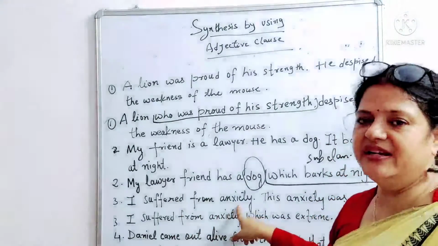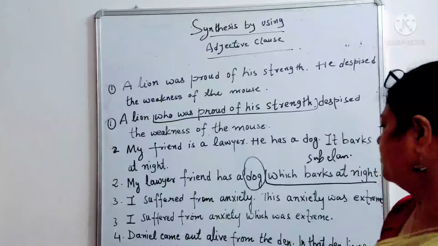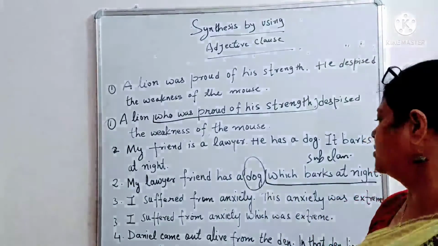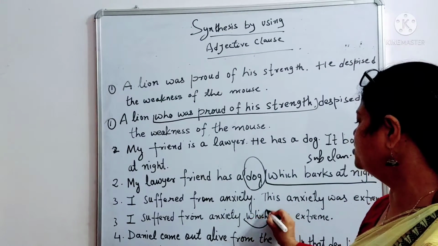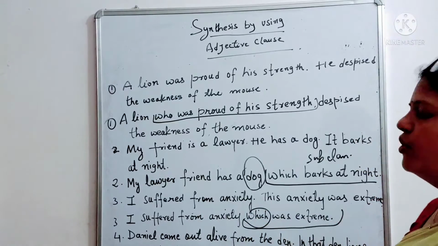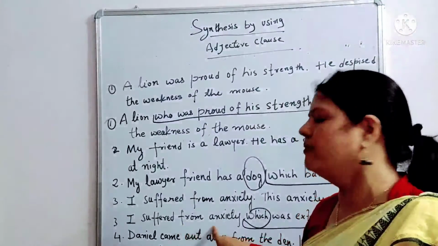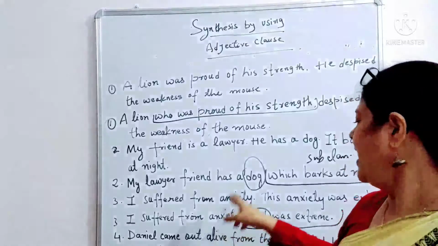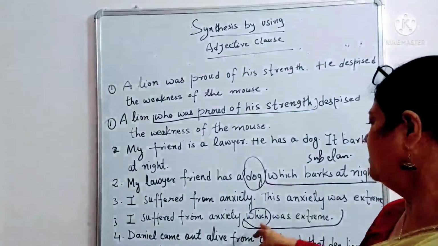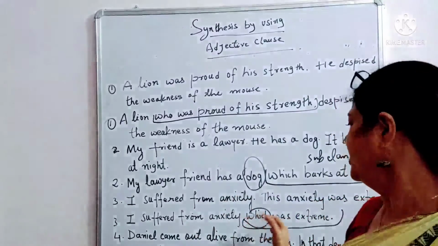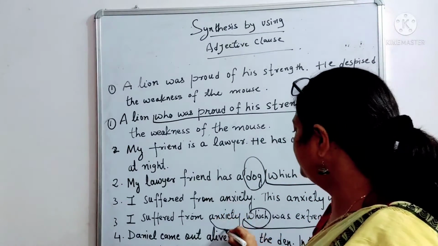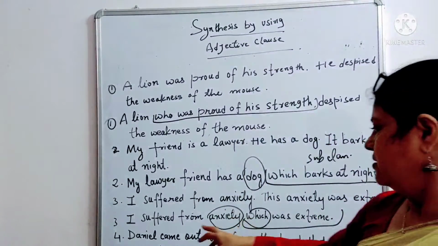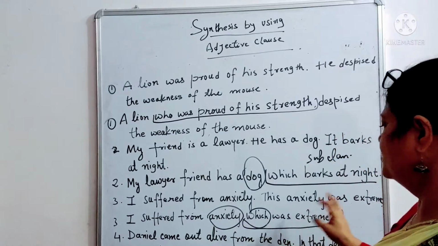I suffered from anxiety. We see this anxiety is a noun. So after this anxiety, we will place a subordinate clause which starts with the subordinate conjunction which. So till here we have I suffered from anxiety, this is the principal clause. And in the principal clause we have this noun, and this subordinate clause starting with the subordinate conjunction which is qualifying this noun. Now it has become a complex sentence. I suffered from anxiety which was extreme.